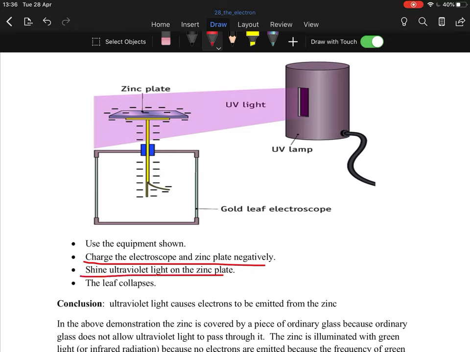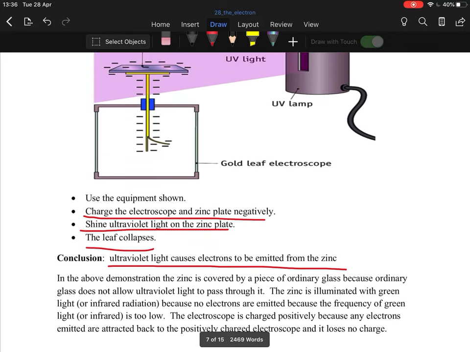Okay? And so again, you have a UV lamp, you have a zinc plate, and all you simply say is, set up as shown, charge the electroscope negatively, we shine UV light on the plate, the leaves collapse. Okay, so if you remember how we charge this from electricity, you bring a negative rod up, you tap it, the leaves collapse, you take it away, the whole thing is negative. We shine UV light on this, and the whole thing collapses.